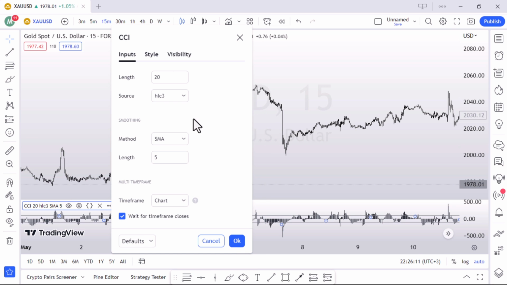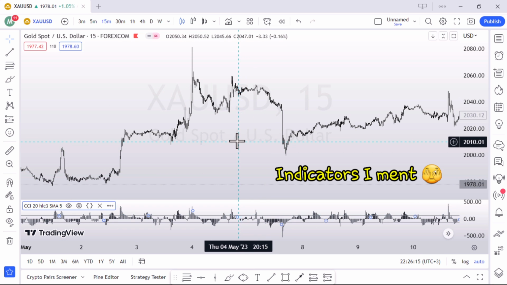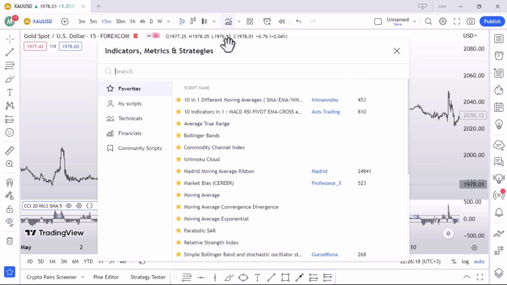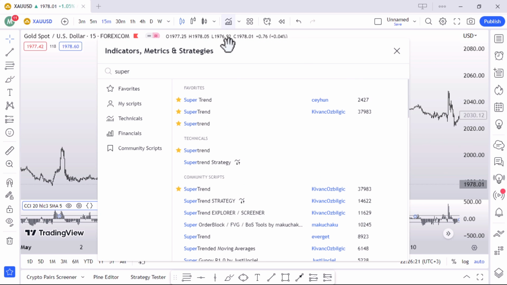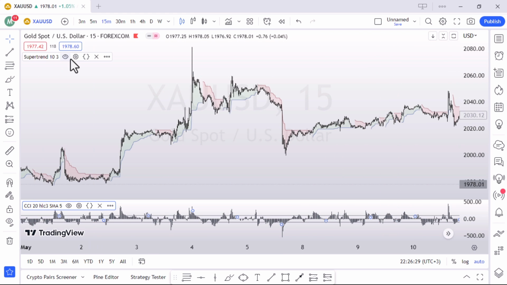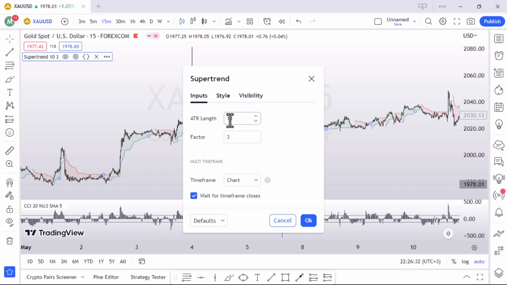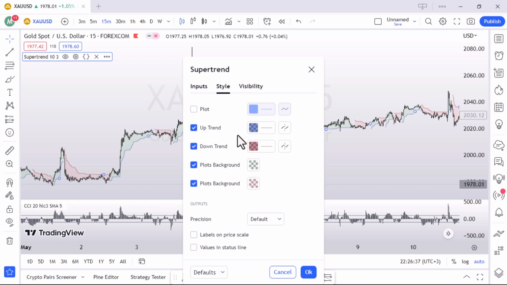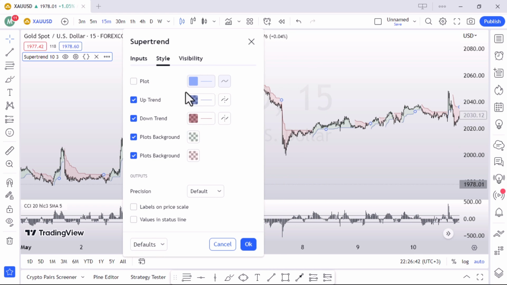Next, we need two confirmation indicators. The first one is the Supertrend, and we need this one, which is underneath the technical section. I'm going to click on it and go to the settings, and again make sure to leave the values 10 and 3. In the style section, take your time, pause the video and do it exactly as I did here. The color is up to your preference.